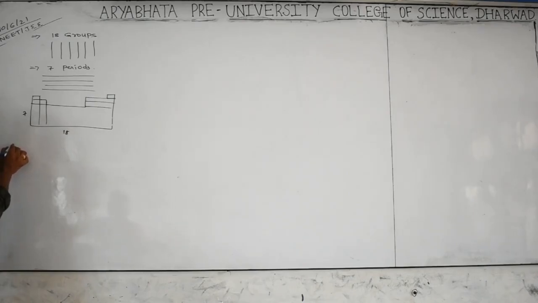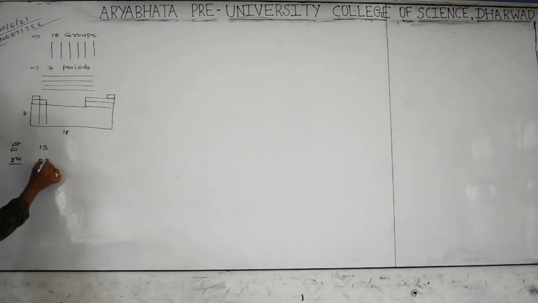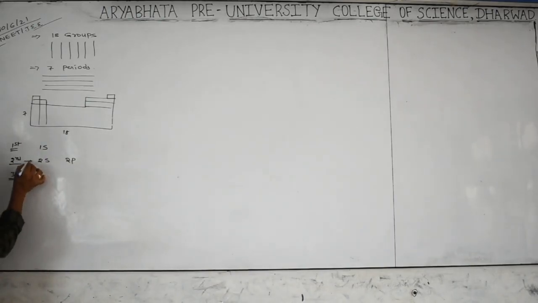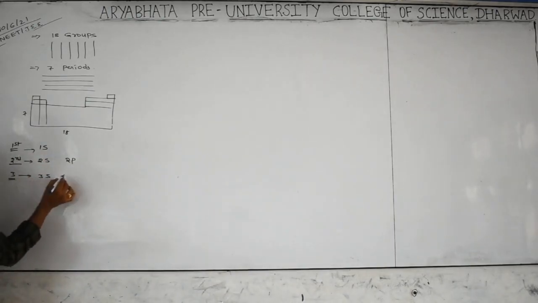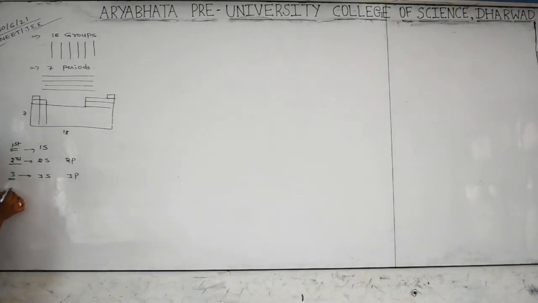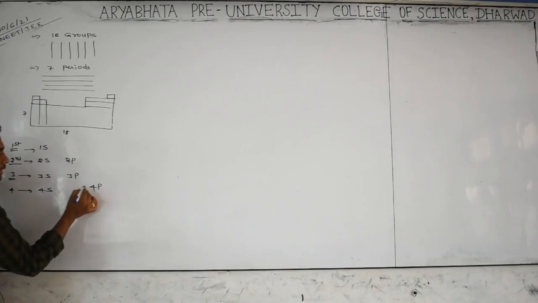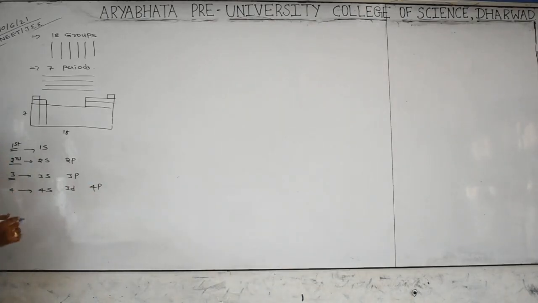If you take the first period, while filling the first period only the 1s orbital is utilized. While filling the second period we are utilizing 2s and 2p orbitals. While filling the third period, which ones are we taking? 3s, 3p orbitals. While filling the fourth period we are utilizing 4s, 4p and also 3d. That's a very important bit.